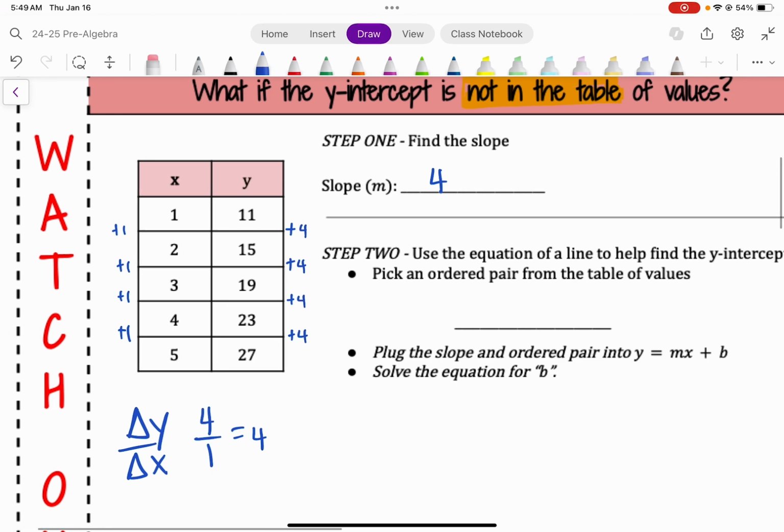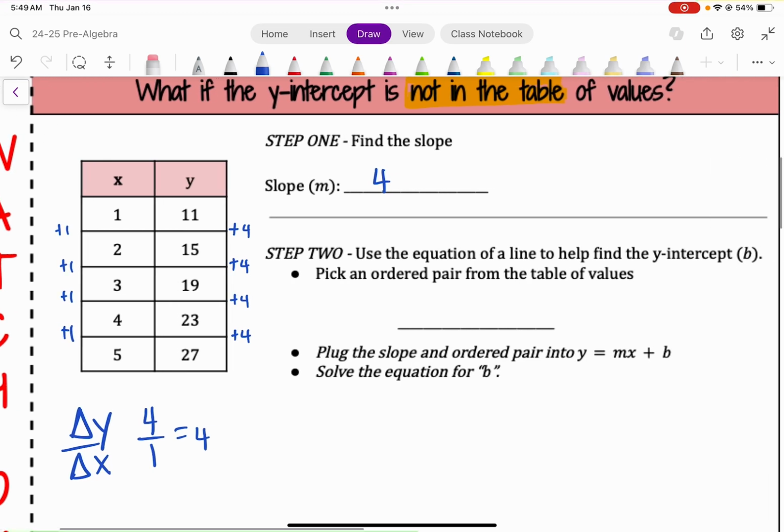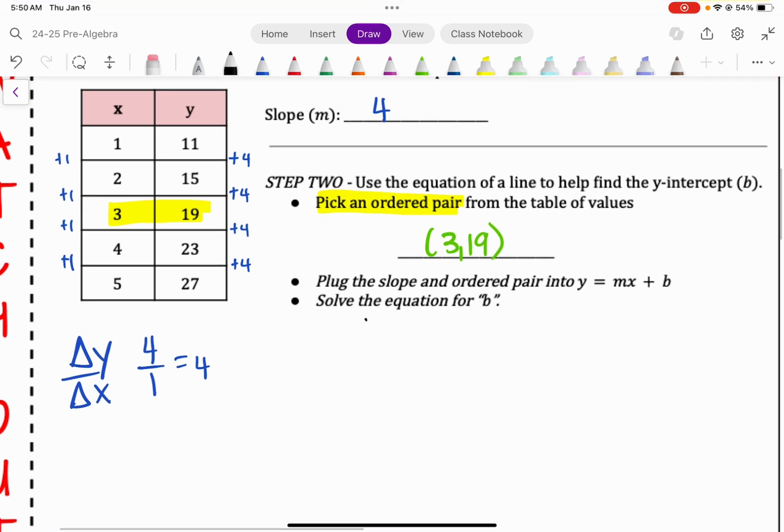Step 2 says to use the equation of a line to help us find the y-intercept. And it tells us to pick an ordered pair. You can pick any that are in the list, so I'm going to use 3 and 19. Plug the slope and ordered pair into y equals mx plus b. So that's our next step, which will help us solve for b.